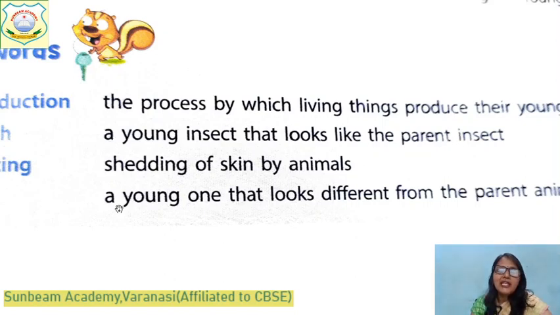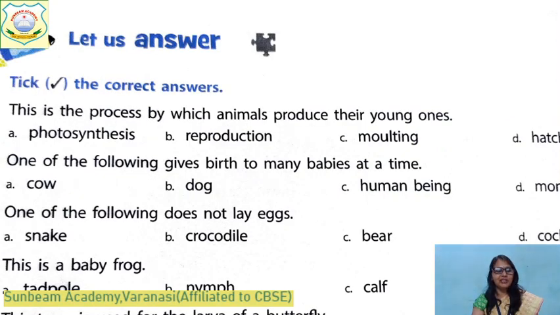And what is a larva? It is also a young insect that looks different from the parent animal. If it looks different from the parent animal, then it is called a larva. Like you have seen in the life cycle of the butterfly, the caterpillar looks different from the butterfly. And what is molting? Shedding of skin by animals is called molting. What is it called? It is called molting.